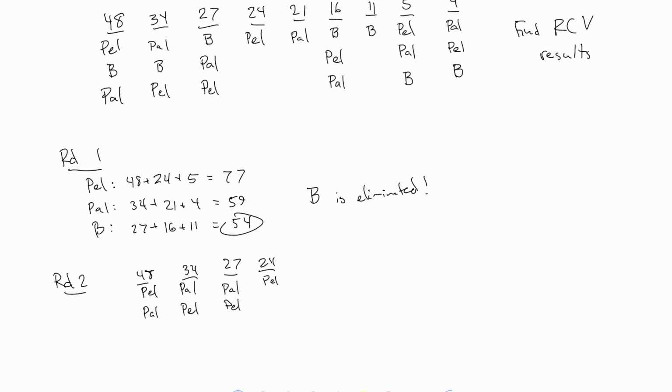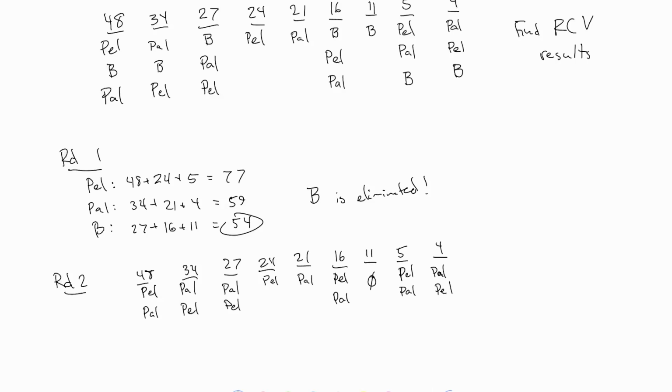24 say Peltola, 21 say Palin. These 16 go Palin. These 11 are exhausted because their guy Begich was eliminated. 5 people here say Peltola, Palin. 4 people here say Palin, Peltola. Trying to write in an unambiguous way.